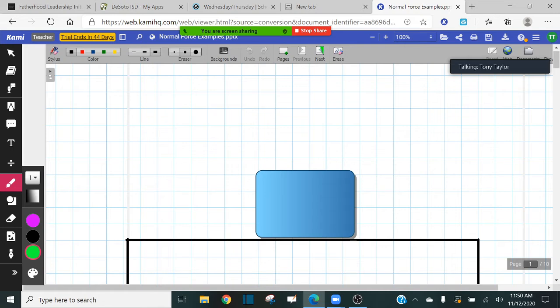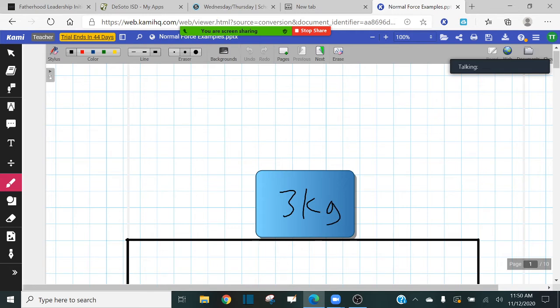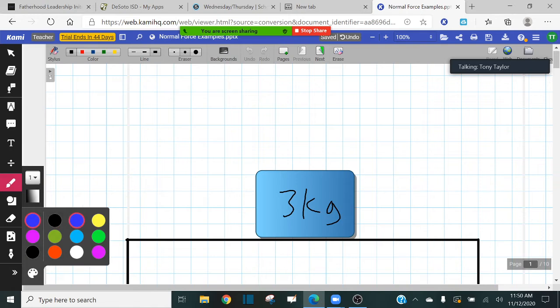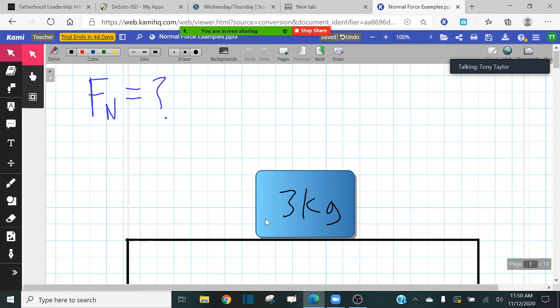Okay, so guys, let me give you an idea how your problems could look on your assignment for later on. So I can give you an object here, such as a blue box, and I can tell you, let's imagine this blue box has a mass of 3 kilograms. Okay, and I would ask you to find what right now is the magnitude of the normal force acting on this surface here, acting on the blue box?